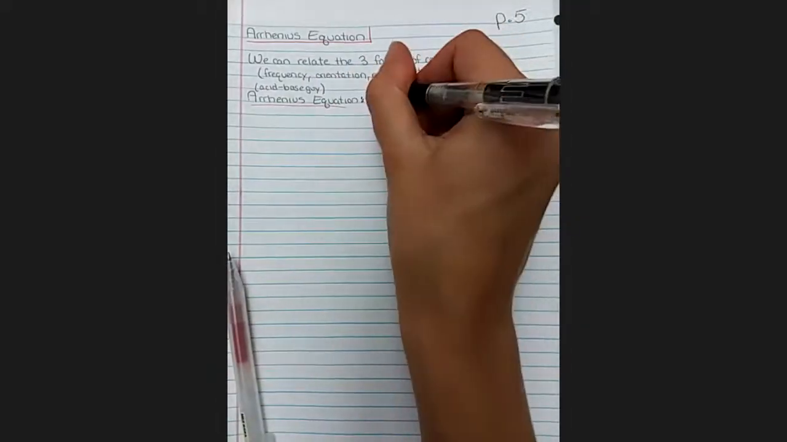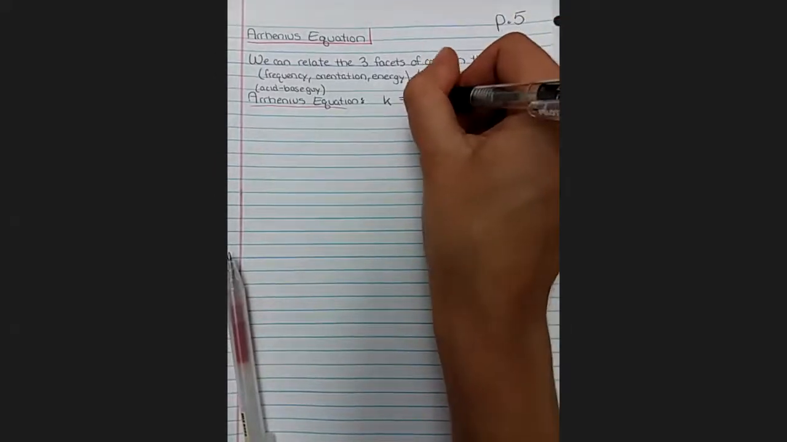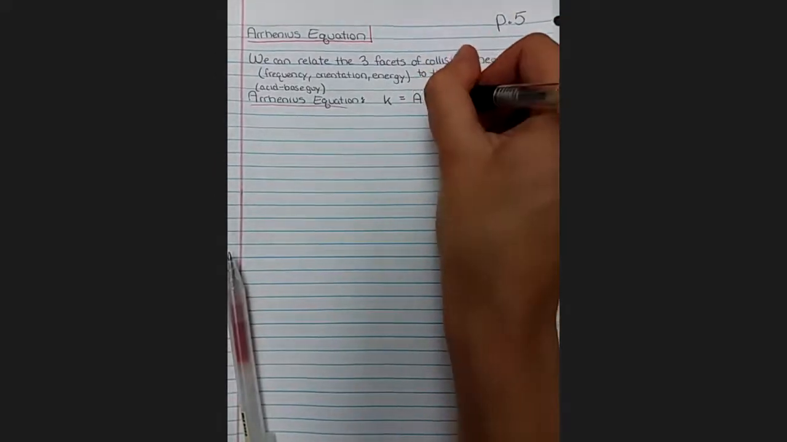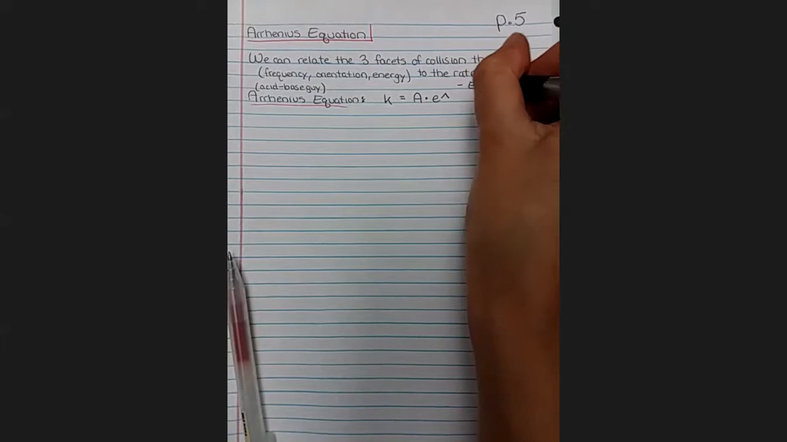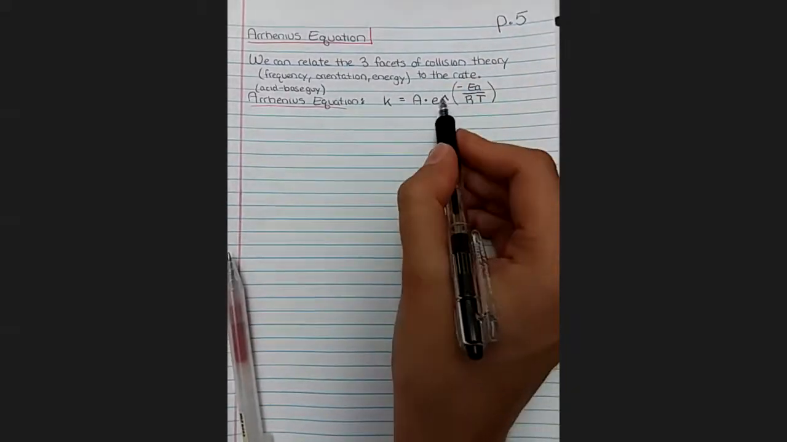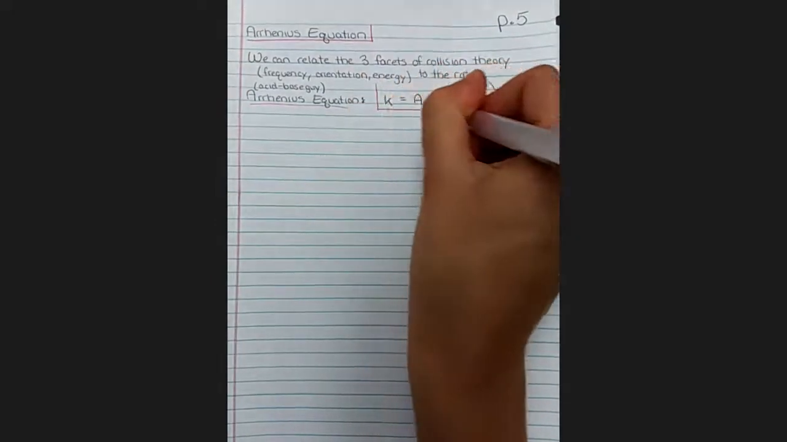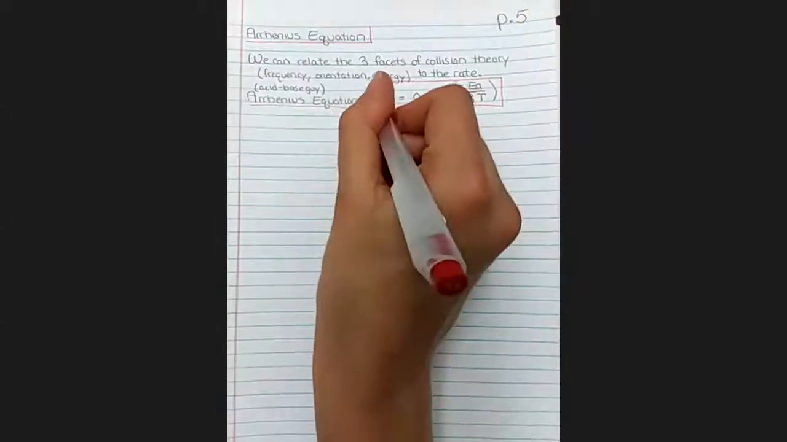So our Arrhenius equation has K, the rate constant, has A, which is a fudge factor, and an exponential e to the power of negative activation energy over R times T. So this entire thing is an exponent from e. So let's talk about each of those pieces.